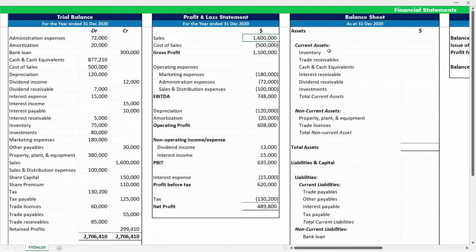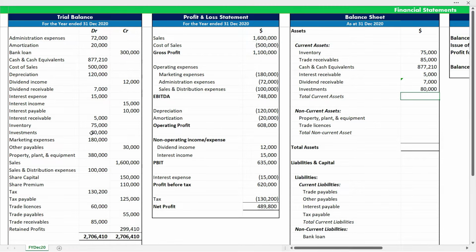Now let us talk about our inventory value. Inventory value can be seen in the balance sheet, and that is here, $75,000. And then we have trade receivables, which can be seen here: trade receivable, 85,000. And then we have cash and cash equivalents, that is 877,210. Then we have interest receivable, which is this value here. Then we have dividend receivable, which can be seen somewhere here, this value, yes. And then investments are, if we can find it, 80,000.